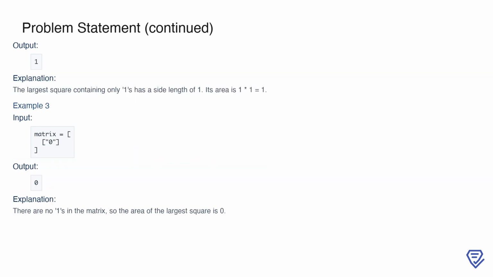Now, let's look at another example. In this matrix, we have a 2x2 grid. The largest square containing only ones has a side length of 1, so its area is 1 multiplied by 1, which is 1. Similarly, in the third example, we have a single element matrix containing only 0. Here, there are no ones, so it's not possible to form any square of ones. The area of the largest square in this case is simply 0.